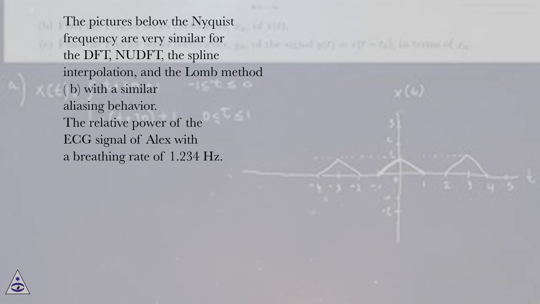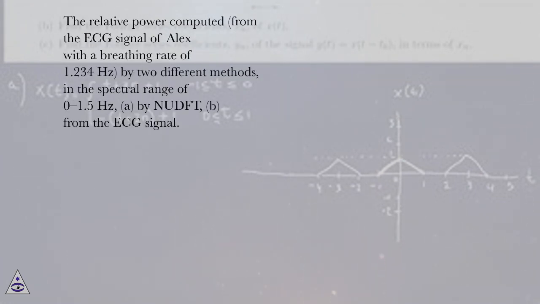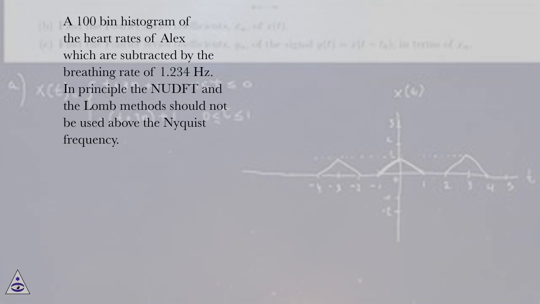The relative power of the ECG signal of Alex with a breathing rate of 1.234 Hz. The relative power computed from the ECG signal of Alex with a breathing rate of 1.234 Hz, by two different methods, in the spectral range of 0 to 1.5 Hz, A, by NUT, B, from the ECG signal. A 100 bin histogram of the heart rates of Alex which are subtracted by the breathing rate of 1.234 Hz.